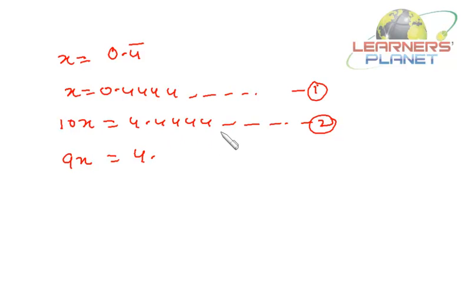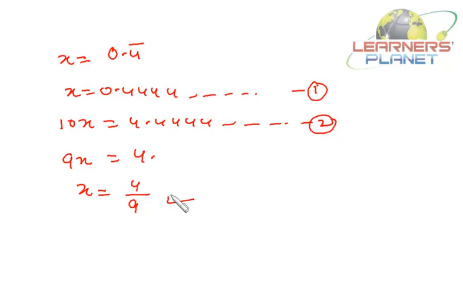So 10x minus x, what I'll be getting is 9x and 4.4444. After the decimal there is an infinite series of 4. So this infinite series of 4 will get cancelled. So I'll be getting just 4. So x is equal to 4 by 9. That means if you divide 4 by 9, you'll be getting 0.44444 and so on. So it's very easy, friends.